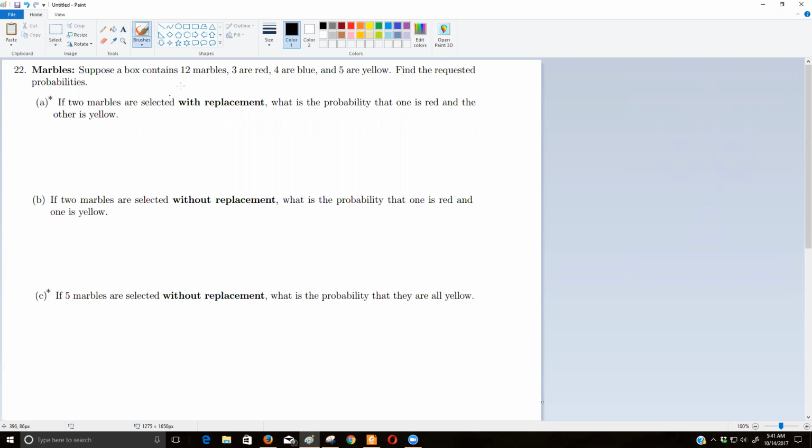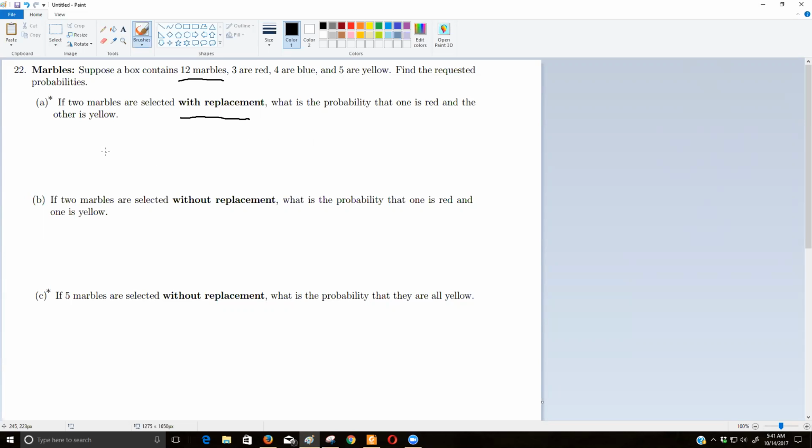So suppose a box contains 12 marbles. So there's 12 marbles in the box. And when I'm sampling with replacement, once I take a marble out, I'm putting it back in. So the denominator will not change here. So if 2 marbles are selected with replacement, what's the probability that one is red and the other is yellow?